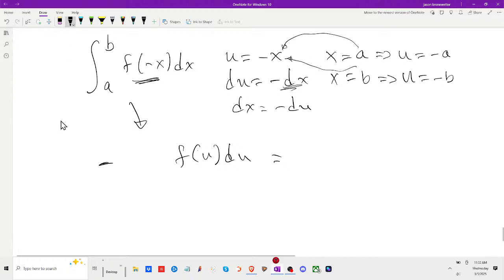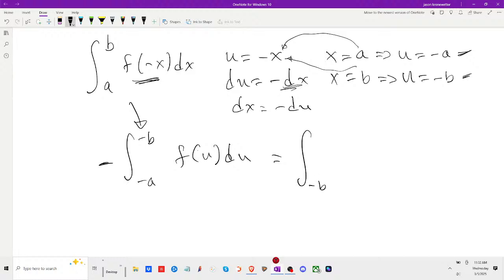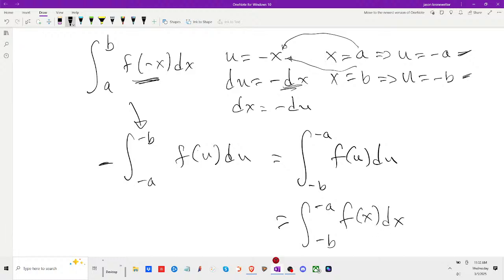Okay, let's fix it. So u is going from negative a to negative b when I set up the integral: negative a to negative b, f of u du. Now when I switch the bounds of the integral using the negative sign, I get negative b to negative a, f of u du. Then we use that little hocus pocus trick where we're saying it doesn't matter whether it's u or x or Mickey Mouse, so that's negative b to negative a of f of x dx.